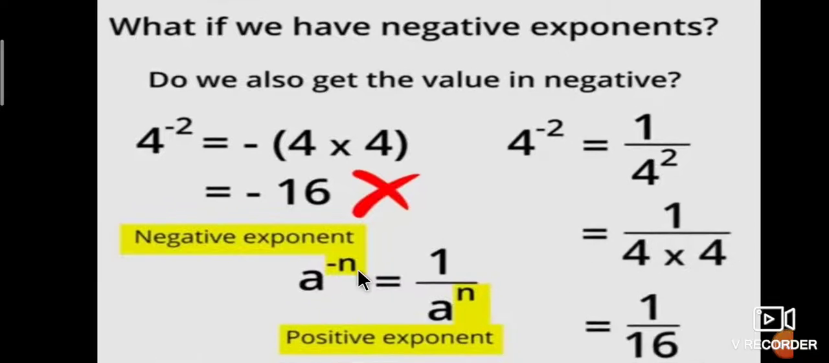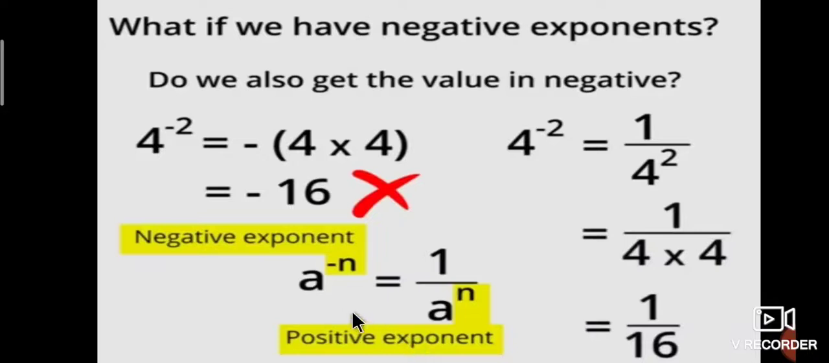Those are all. If we have negative exponents, do we also get the value in negative? This is the question. For example, 4 to the power of minus 2. Is it equal to minus of 4 into 4, that is minus 16? This is wrong.